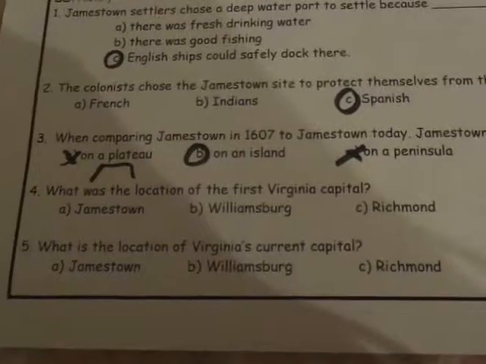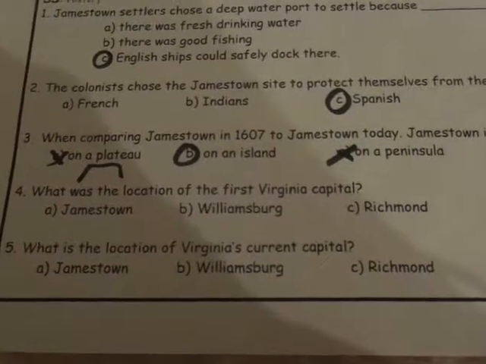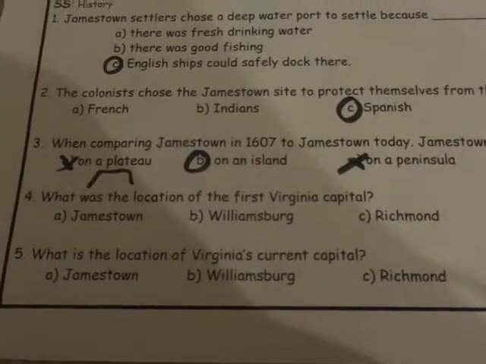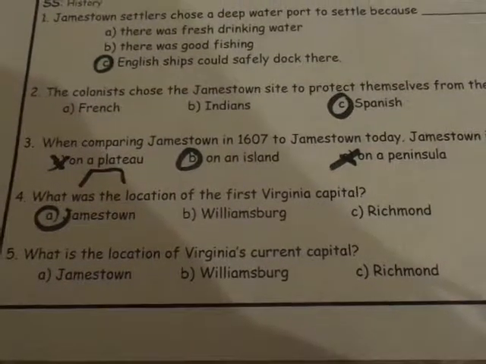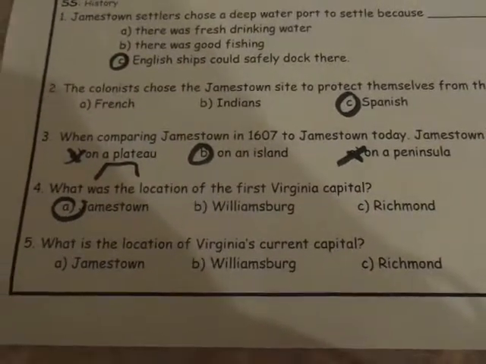Number 4, what was the location of Virginia's first capital? Well, our first capital was founded in 1607, which was Jamestown. What is the location of Virginia's current capital? Well, hopefully you know it was named after a rich man. C. Richmond. Make sure you're showing your work.